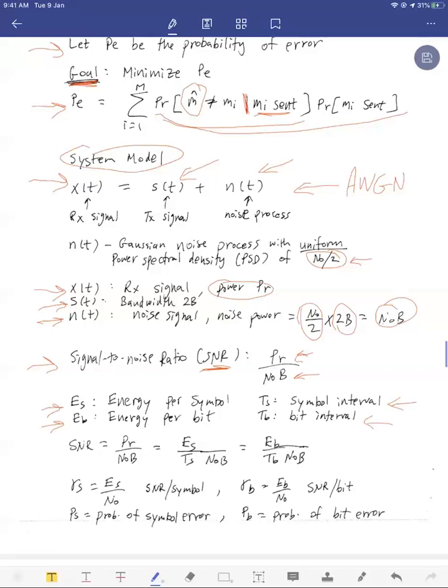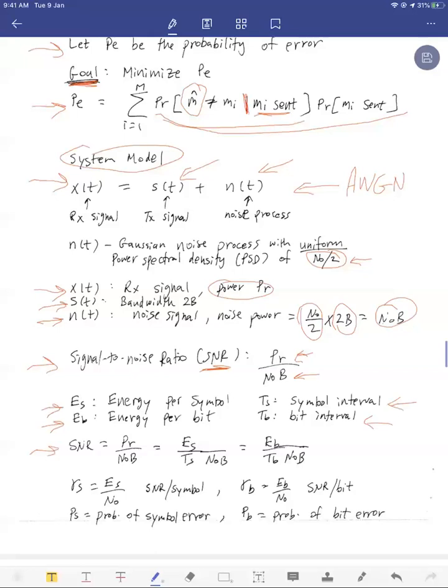The signal to noise ratio, which was defined as PR over N0B, I can write in terms of either symbols or bits. When I look at it as symbols and bits, we get here. As a function of the symbol quantity, it's just Es over Ts N0B. Remember, power is energy per unit time.